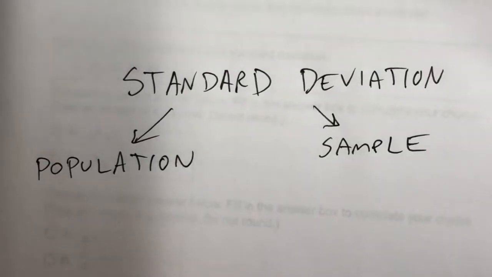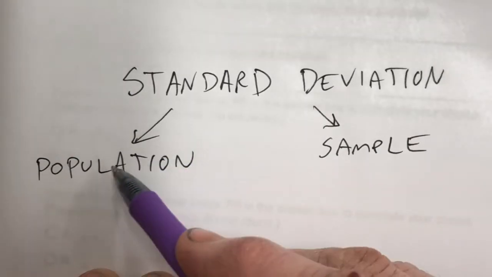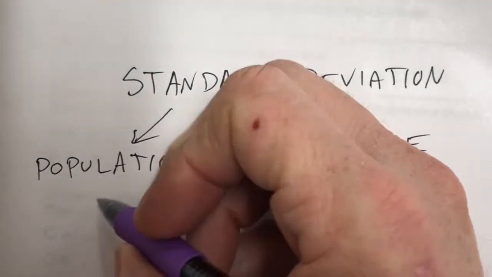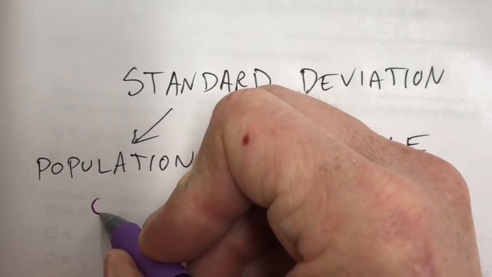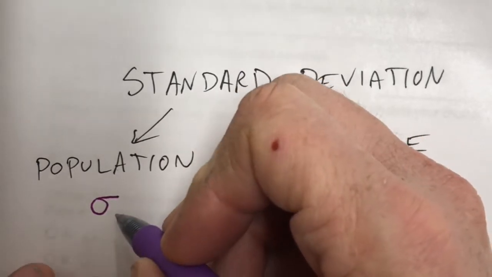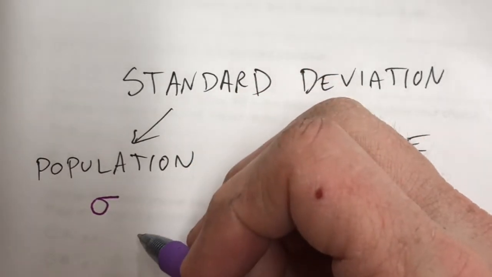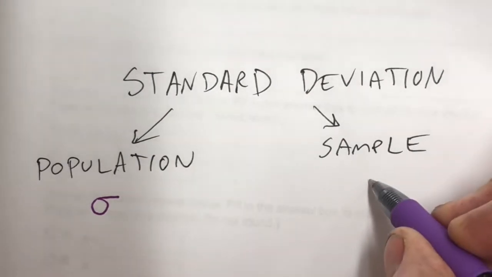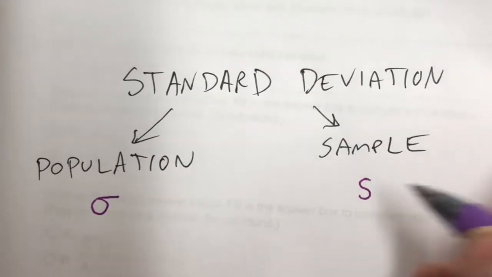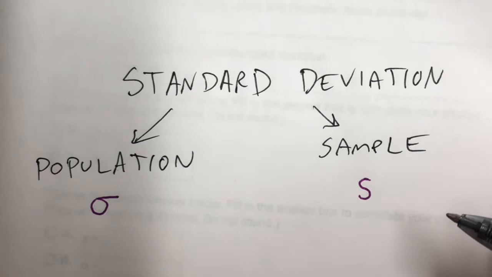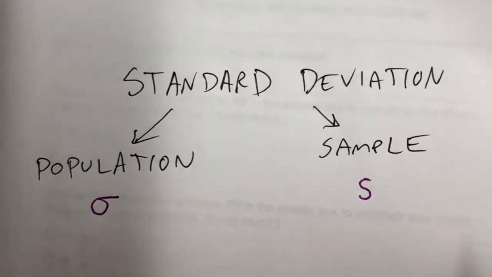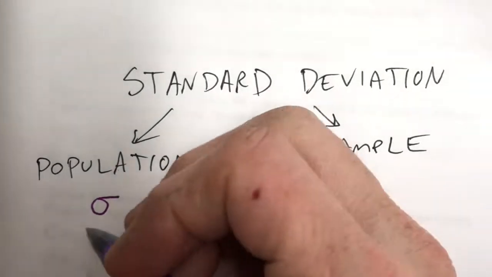All right, in statistics today, we're looking at standard deviation. Standard deviation is used in a population, and when we use it in a population, we use this Greek letter called sigma. This is a lowercase sigma. In a sample, standard deviation is just S. They're calculated the same way except one slight difference. I'll explain that to you in just a minute.